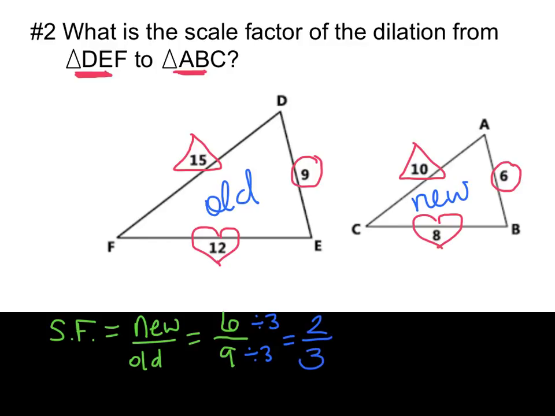So we can write that as a decimal. You can keep it 2/3, or you can write it as a decimal by dividing 2 by 3, and you get 0.67. You can write it like that, or you can write it 2 to 3. So lots of different ways you can represent scale factor. Okay, let's keep going.